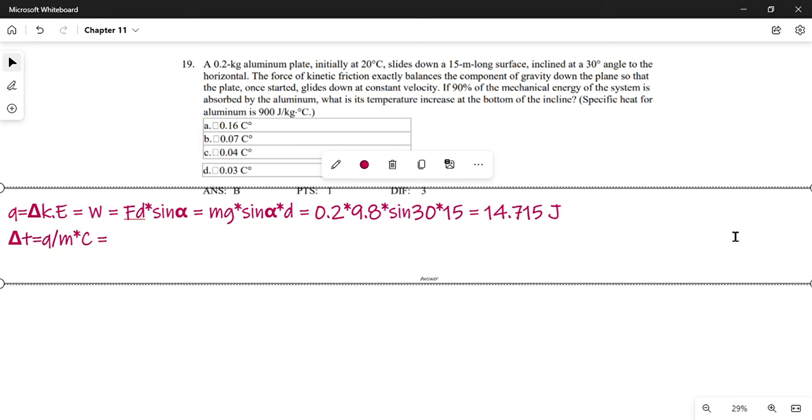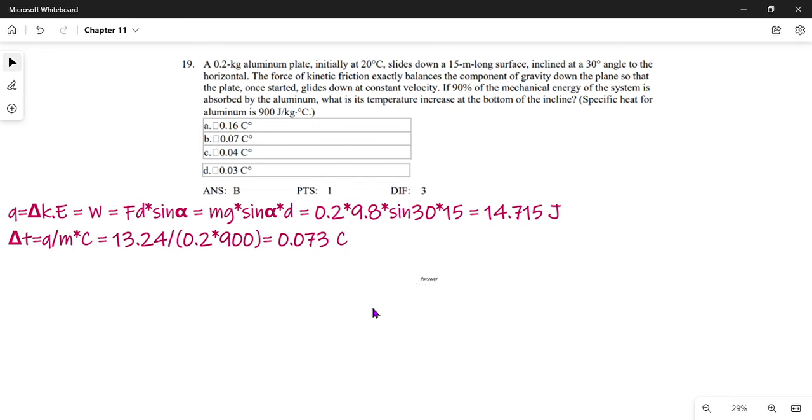Ninety percent of the energy, which I just wrote, which is 13.24, over the mass, which is 0.2 kilograms, times 90, which is the specific heat capacity. Let me make an arc. All of this equals 0.073 degrees Celsius. So the answer is B.